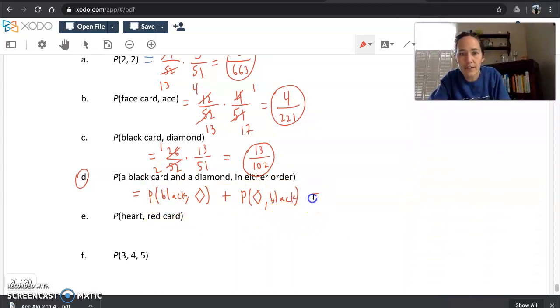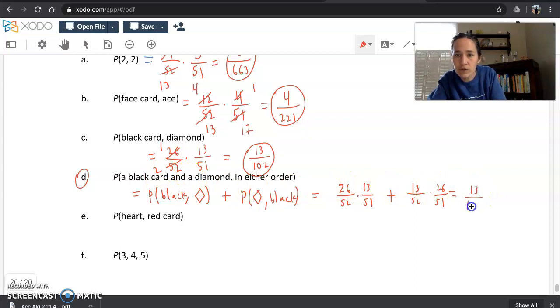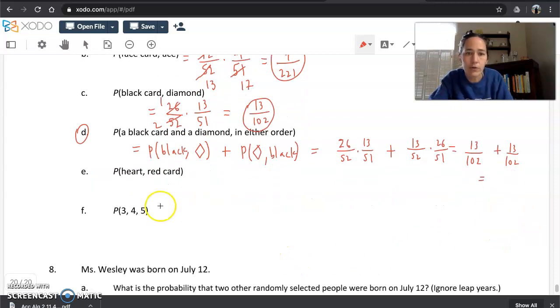So black cards out of the deck, we said that's half the deck, so 26 out of 52. Diamonds in the deck, actually we just did this one, right? 13 out of 51. Plus another one, right? Diamonds first, 13 out of 52 plus 26 out of 51. So I really should have just used the work that we did in part C. And that is 13 over 102, the answer I got for part D, plus another 13 out of 102. And that should give you, when all said and done, 13 out of 51, which is a good way to reduce that.